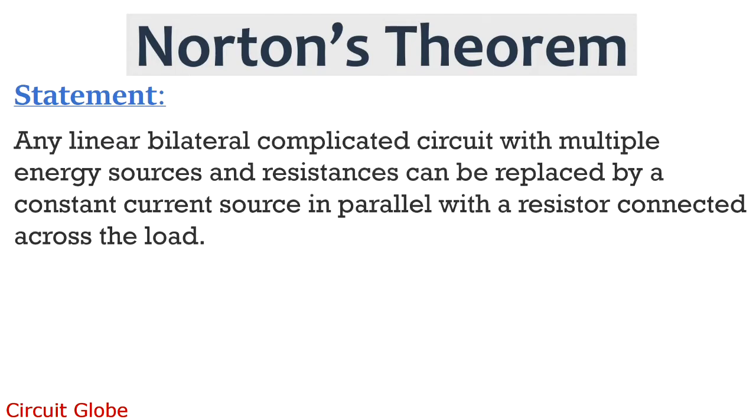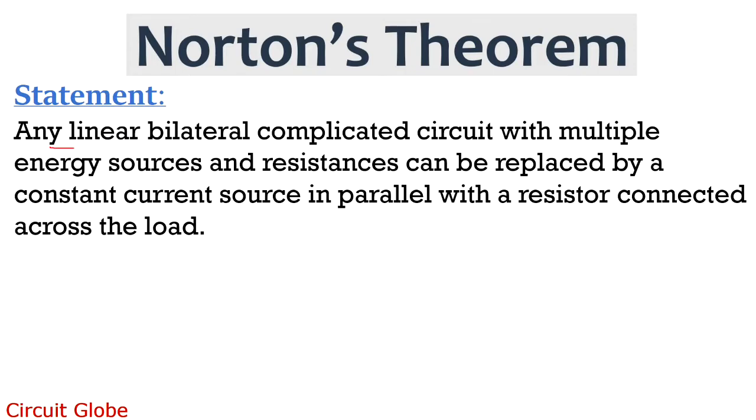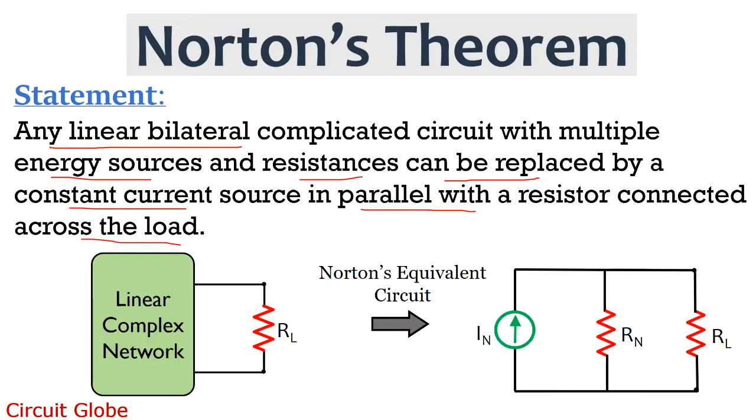Basically, Norton's theorem states that any linear bilateral complex circuit consisting of multiple energy sources and resistances can be replaced by Norton's equivalent circuit that consists of a constant current source in parallel with a resistor connected across the load. The figure here represents Norton's equivalent circuit for a linear complex network. This Norton's equivalent circuit consists of a constant current source connected in parallel with Norton's equivalent resistance across the load resistance RL.